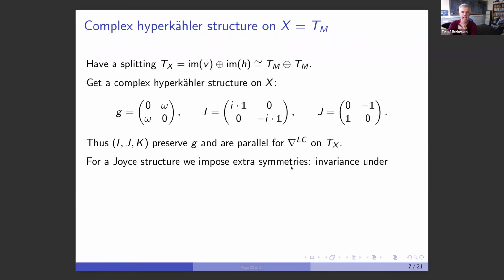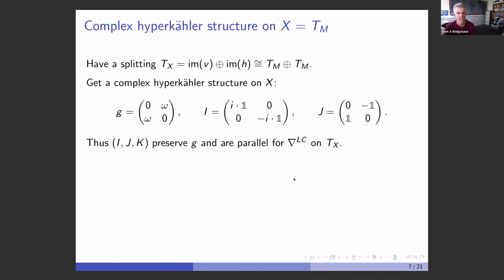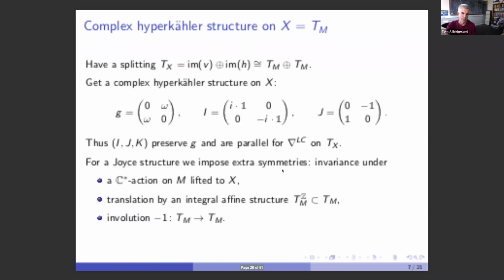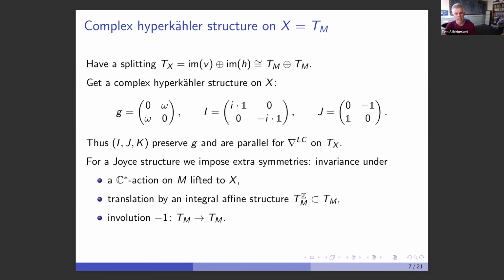Okay. And then, this is the last part of the abstract definitions, and then we'll get on to studying some geometry, some examples. Just as with the Frobenius structure, there was a basic idea and then some extra stuff, and here we also have some extra stuff. For the full Joyce structure, we should impose some extra symmetries, which I'll put up as follows. There should be a C star action downstairs, which you can lift up to X, and then everything should be appropriately invariant. I'm skipping through this because it's not going to be important in the talk. Maybe we'll mention how it works in the example at the end. There's an involution minus one: the tangent bundle is a vector bundle, so you can act by minus one and things should be invariant under that.